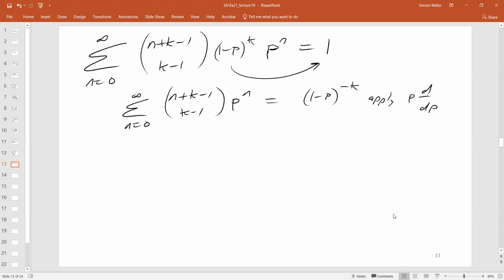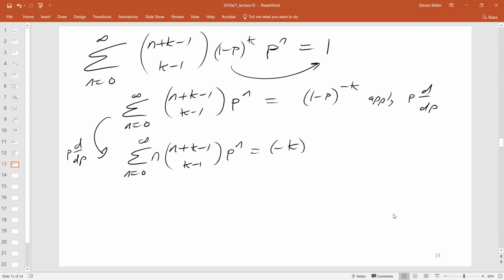So when we apply p d by dp, we get the sum, n goes from 0 to infinity, of n plus k minus 1, choose k minus 1. The n comes down, and it still stays as a p to the n because we multiplied by p. On the other side, we take the derivative, and we get negative k, 1 minus p to the negative k minus 1, and then a negative 1 from the derivative. Well, we want this to be the mean. So I have to remove the 1 minus p to the negative k and bring that over to the other side.